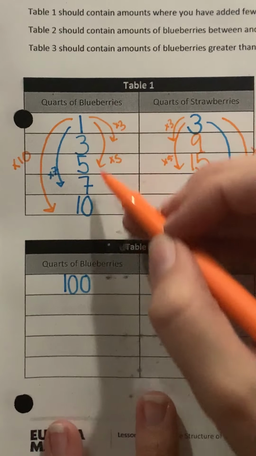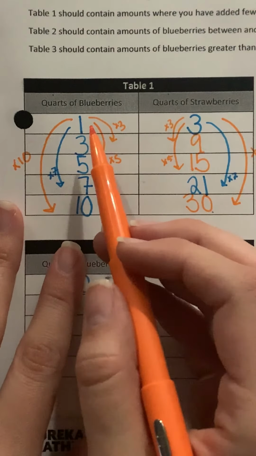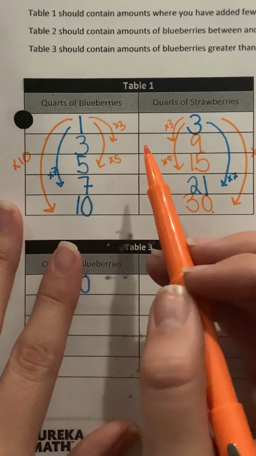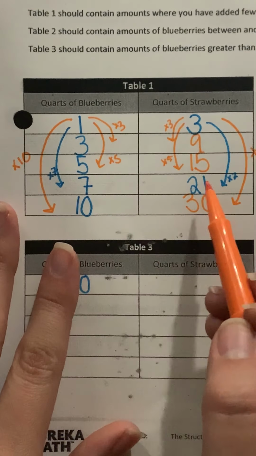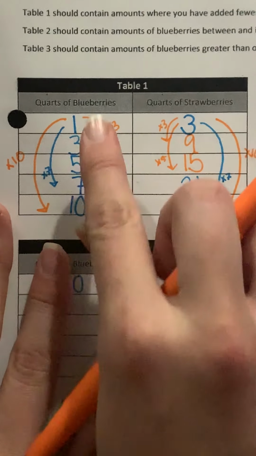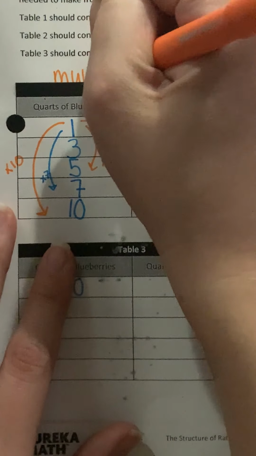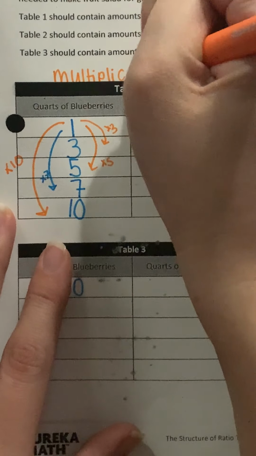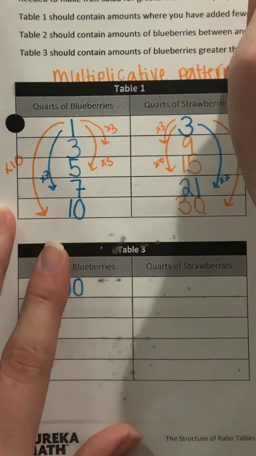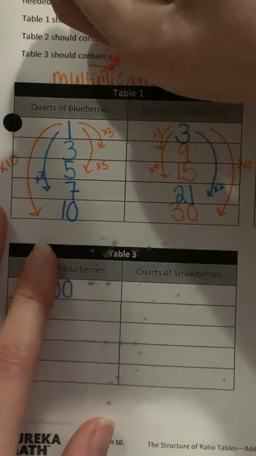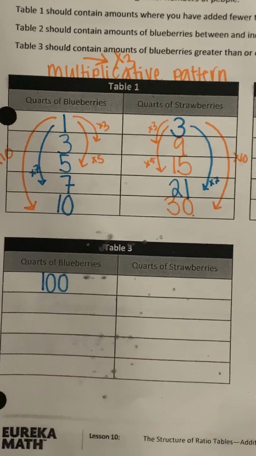So my pattern this way is increasing, and my pattern this way is also increasing. And 1 times 3 is 3. 3 times 3 is 9. 5 times 3 is 15. 7 times 3 is 21, and 10 times 3 is 30. So I see a multiplicative pattern here, where when I go across my table, we're multiplying by 3. All right, so let's check out our next table.